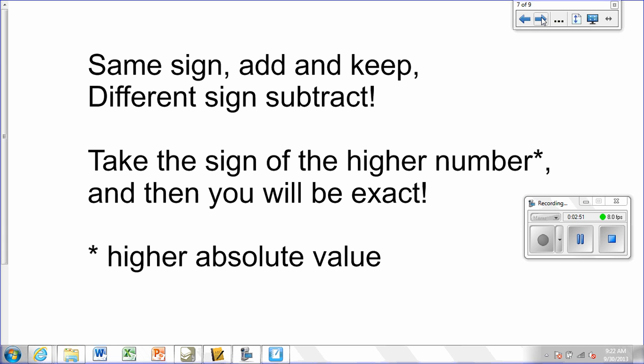But these are your rules for addition of integers. It kind of helps to learn the song rather than go over all the rules that tend to be a little confusing. If it's the same sign, you're going to add them together and keep the sign. If it's a different sign, you're going to subtract the numbers. You're going to take the sign of the higher number, and when we say that, I mean the higher absolute value, and then put that sign with your answer, and then you'll be exact.